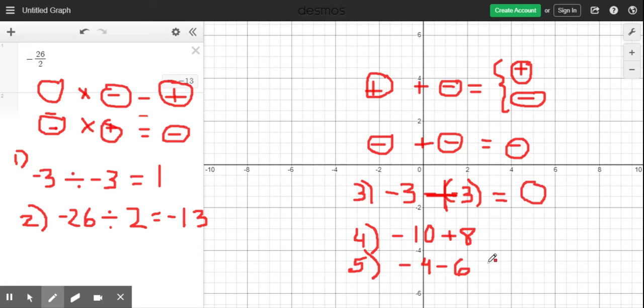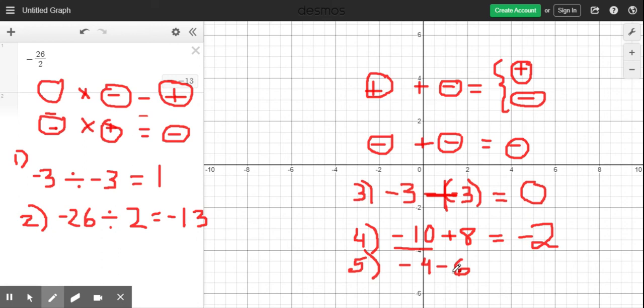Negative 10 plus 8 is one of these problems where the signs are different. So we subtract the numbers. We can take 10 minus 8, but the larger one was negative. So the 10 was negative. So our final answer here is actually negative 2.